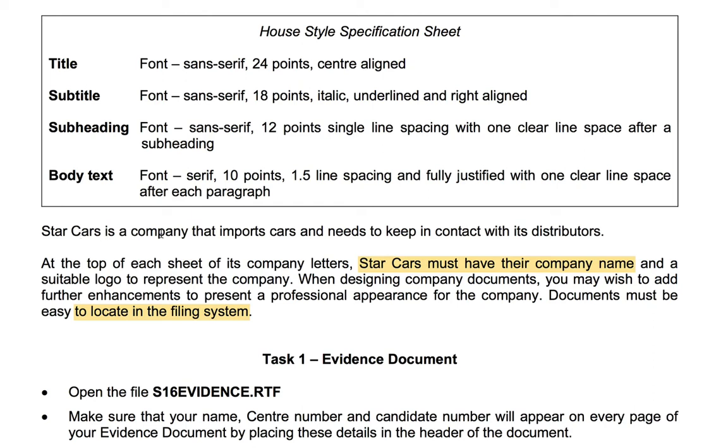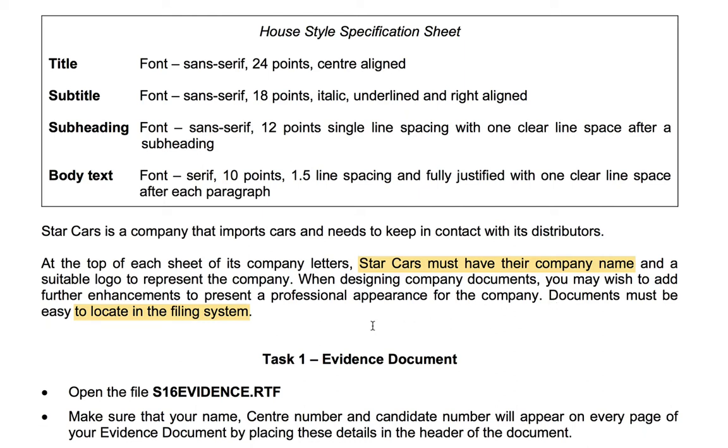So Star Cars is a company that imports cars and needs to keep in contact with its distributors. At the top of each sheet of its company letters, right, this is a company letter, okay? Star Cars must have the company name, so we need to add the company name at the top of the letter, and a suitable logo to represent the company. So what do you think a suitable logo should be to represent Star Cars? I would probably take a guess that it would be some sort of star. When designing the company documents, you may wish to add further enhancements to present a professional appearance for the company. Documents must be easy to locate in the filing system.